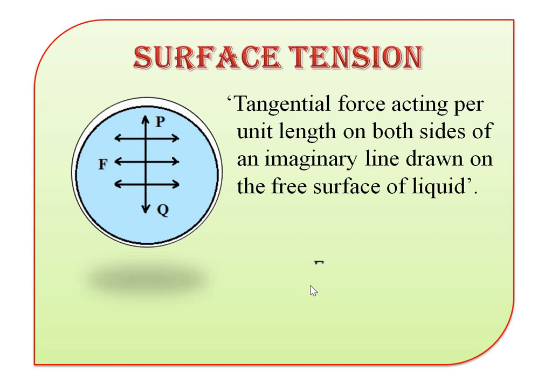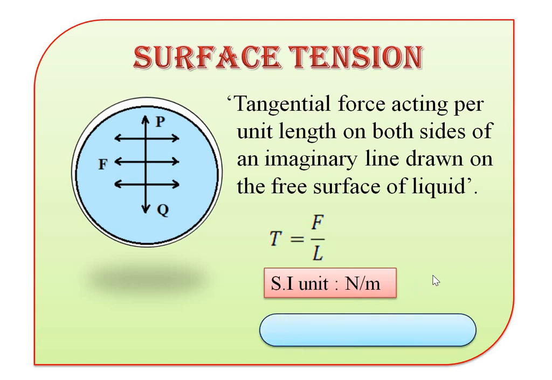So from this we can write the formula, that means surface tension in terms of capital T is equal to force per unit length, that means F divided by capital L. The SI unit is Newton per meter, as force is in Newton and length is in meter. The dimension is 0 in length, 1 in mass, and -2 in time.